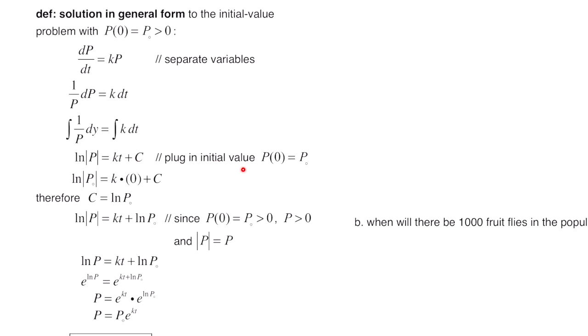Next, we're going to plug in the initial value P of 0 equals P naught. So when t equals 0, the population is equal to this initial population. We plug in our initial population for P, and then we plug in 0 for t. Then k times 0 is gone, and you just have C equals ln absolute value of P naught. And up here we have that P naught is positive, so the absolute value of a positive is just itself. That's why we have that C equals ln of P naught.